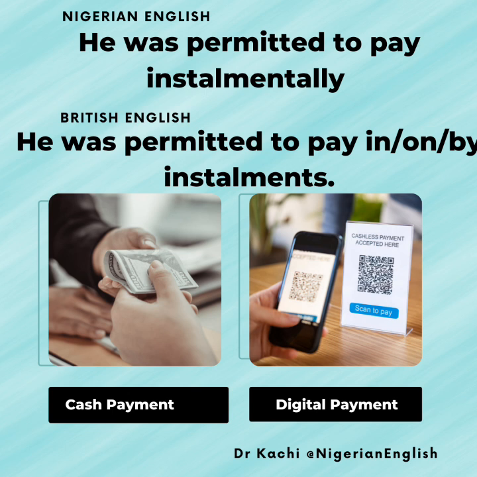So yeah, installmently. But in British English, you would have something like, "He was permitted to pay in," you can also say "on," you can also say "by installment." Any of them can go. Let me just take one: "He was permitted to pay by installment." That's what you would have in British English.